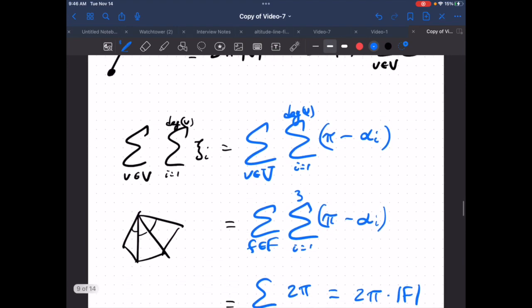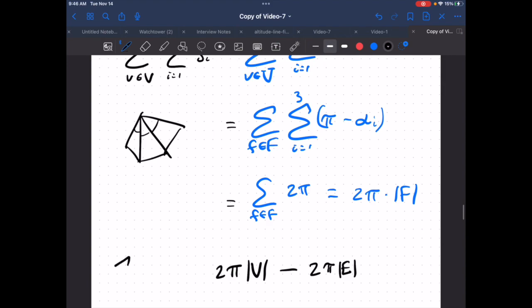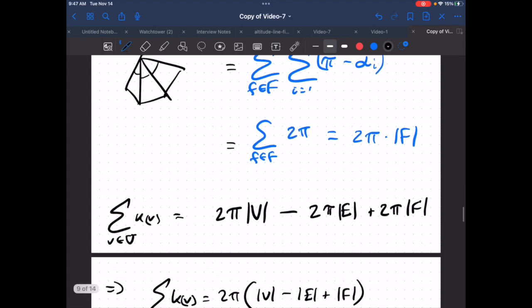So to plug this in here, let's zoom out a little bit. We're going to make a swap here. So we started with our sum over v in V of our discrete Gaussian curvature, which is equal to 2 pi times the number of vertices minus 2 pi times the number of edges plus 2 pi times the number of faces. And that is exactly the Euler characteristic. So 2 pi times chi of M here.